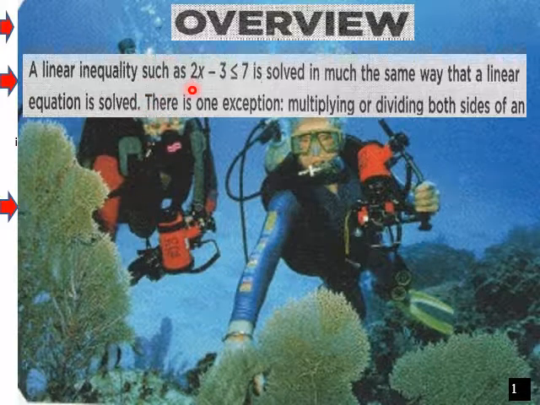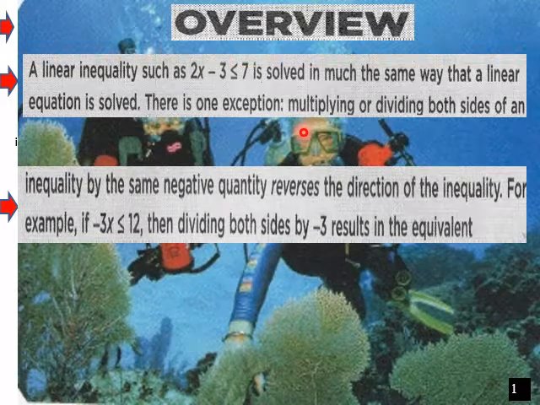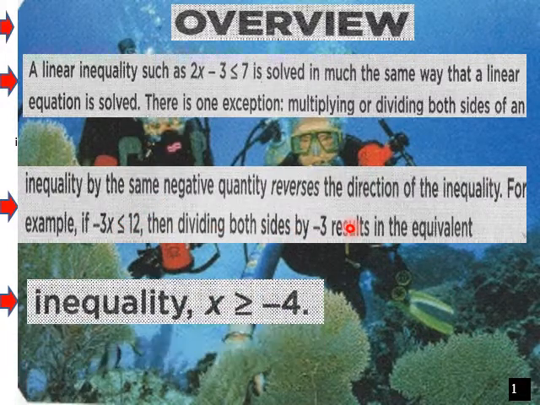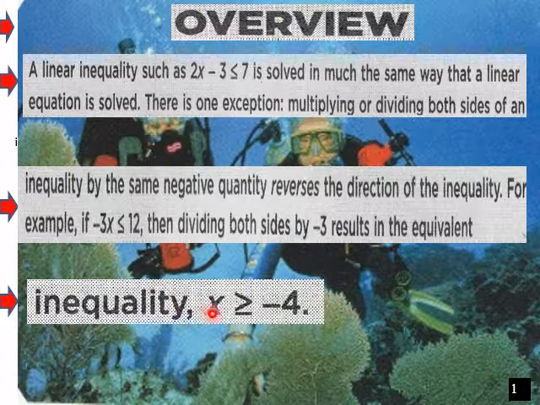A linear inequality, such as 2x minus 3 is less than or equal to 7, is solved in much the same way that a linear equation is solved. There is one exception. Multiplying or dividing both sides of an inequality by the same negative quantity reverses the direction of the inequality, or reverses that sign. For example, if negative 3x is less than or equal to 12, then dividing both sides by negative 3 results in the equivalent inequality where you change the sign around, and x is greater than or equal to negative 4.